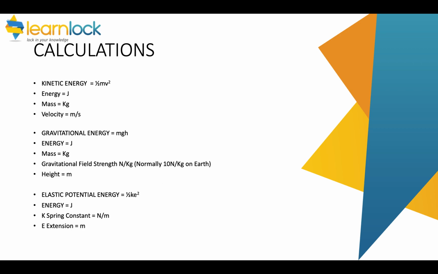You also need to know 3 calculations for this topic. You need to know how to calculate kinetic energy, which is half mv squared, which means half times mass times velocity squared. You need to know how to calculate gravitational energy, which is mgh, which is mass times the gravitational field strength, which is normally 10 newtons per kilogram, times by the height. And finally, elastic potential energy, which is half ke squared, which means half times the spring constant times by the extension squared.